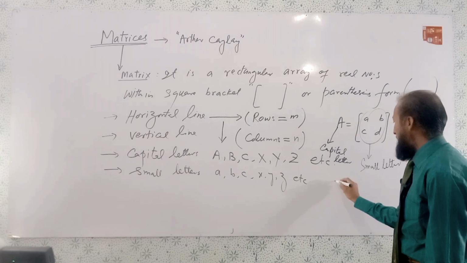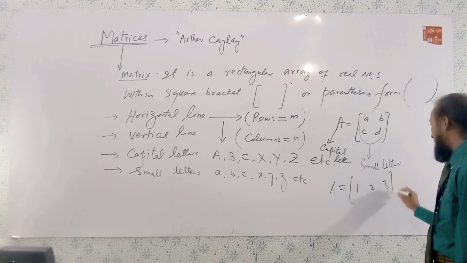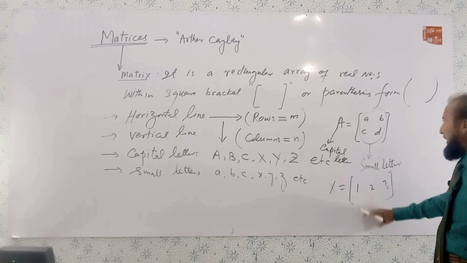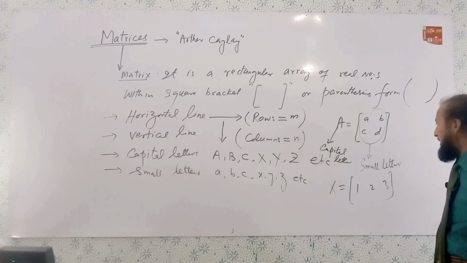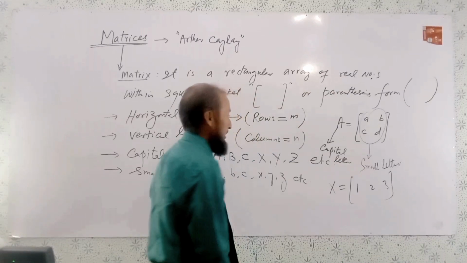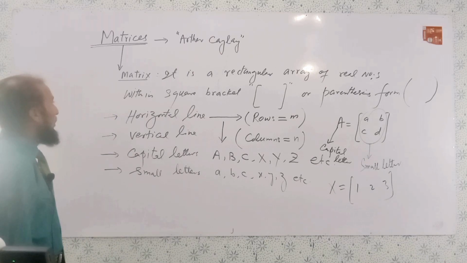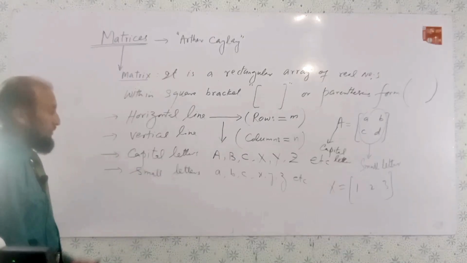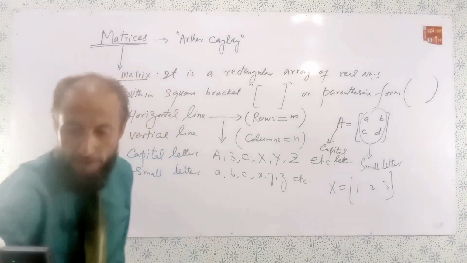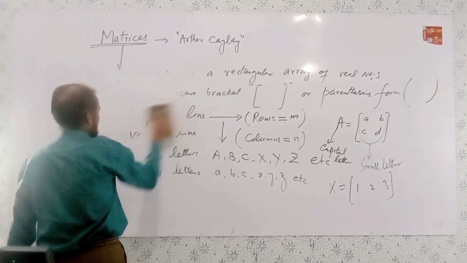And also we can write real numbers, for example 1, 2, 3. It is also a matrix, but there are no alphabetic letters, so we cannot write small letters. So from the above definition we conclude that a matrix is represented by capital letters and its elements are denoted by small letters.